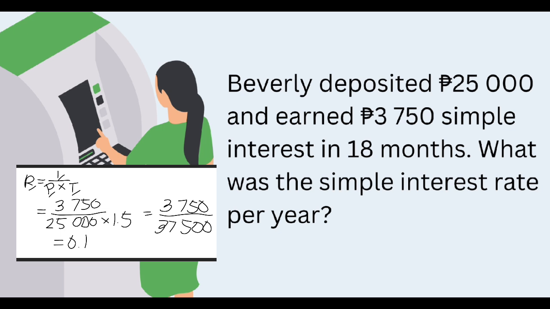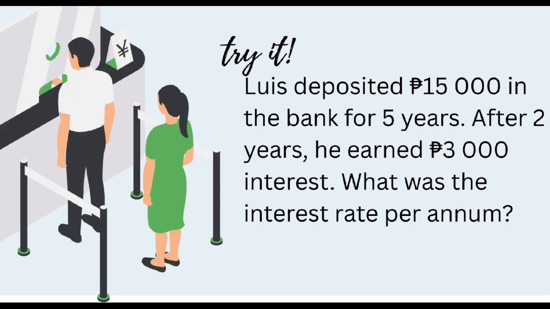So 0.1 times 100 is 10, and we will just add the percentage symbol. So the simple interest rate per year is 10%. Try this activity.